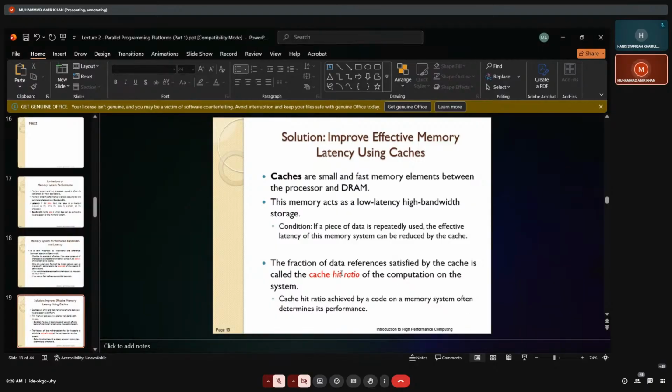The fraction of data references satisfied by the cache is called the cache hit ratio. Whenever the processor gets the instruction or data from cache, we call it a cache hit. The cache hit ratio achieved by the code on a memory system often determines its performance. Whenever a processor gets data or instruction from the cache, it means cache hit, and the processor can access that data or instruction rapidly.